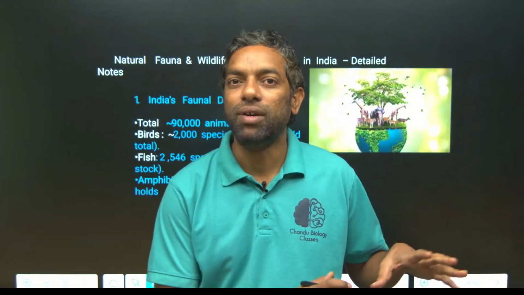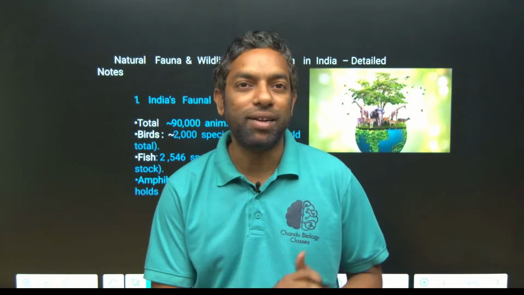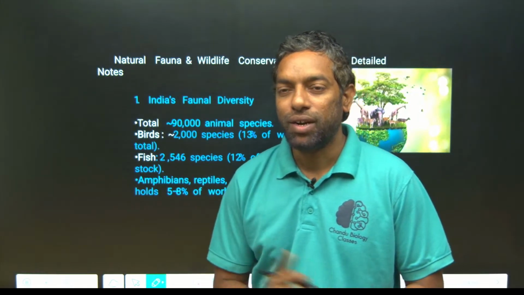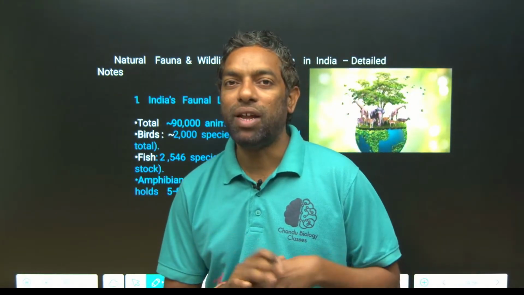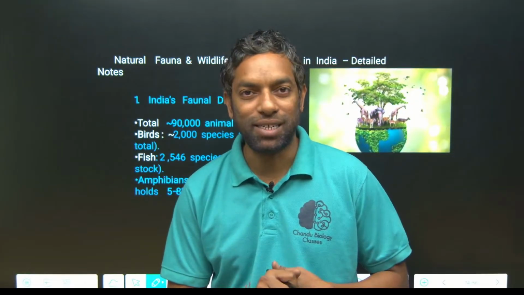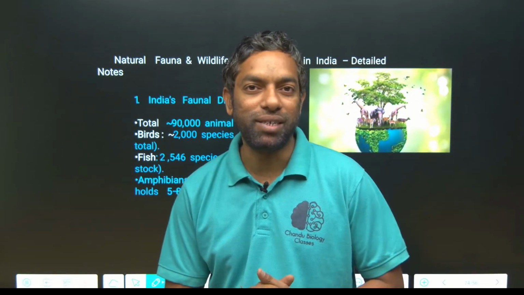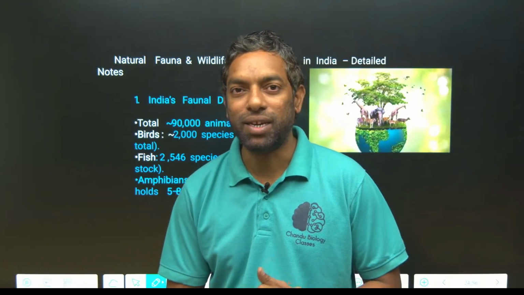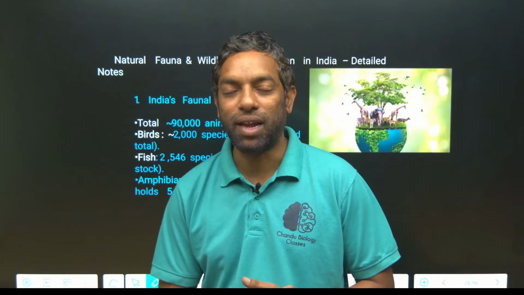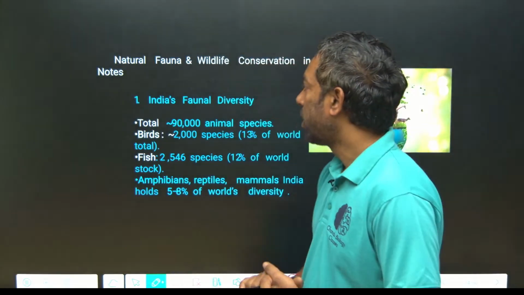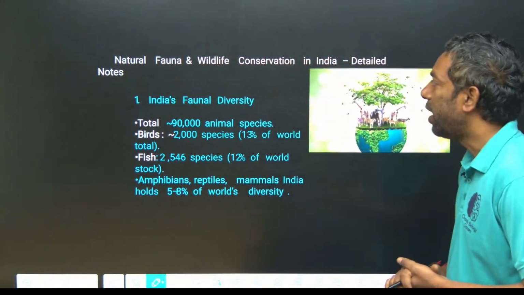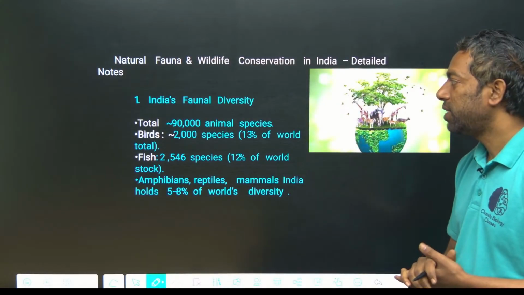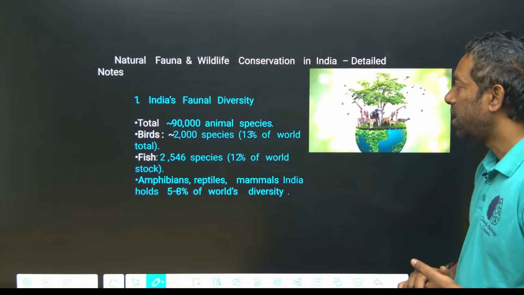I am going to give a particular session about the IUCN Red List in India. Today we are going to discuss biodiversity and biodiversity hotspots, and what government initiatives took place, like Project Tiger, Project Lion, Project Elephant. So guys, natural fauna and wildlife conservation in India. Wildlife conservation in India took place in 1986.